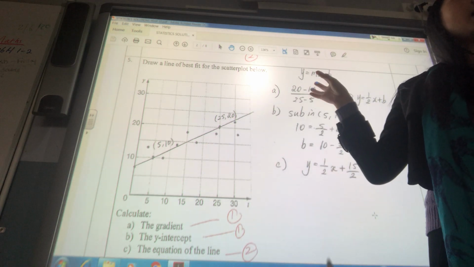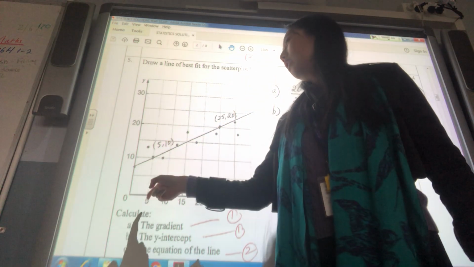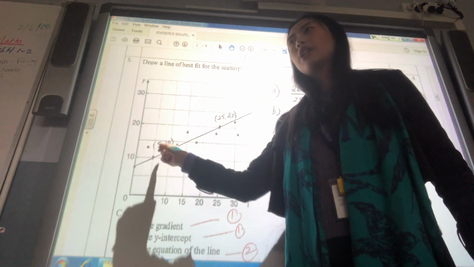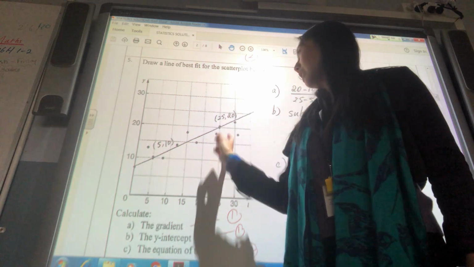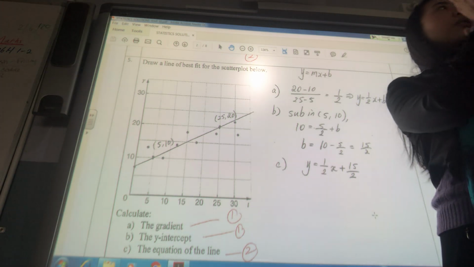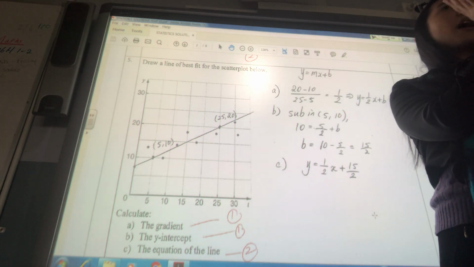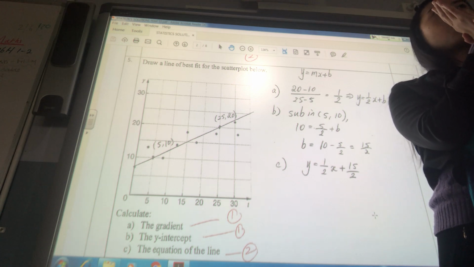On this line, you find the points that are at exactly the cross sections, so that you can get the coordinates easily. For me, I chose 5, 10 and 25, 20. So even when I was drawing the line of best fit, I was intentionally letting it pass through 2 cross sections so that I have very clear coordinates. If you didn't do that, that's 1 mark off.